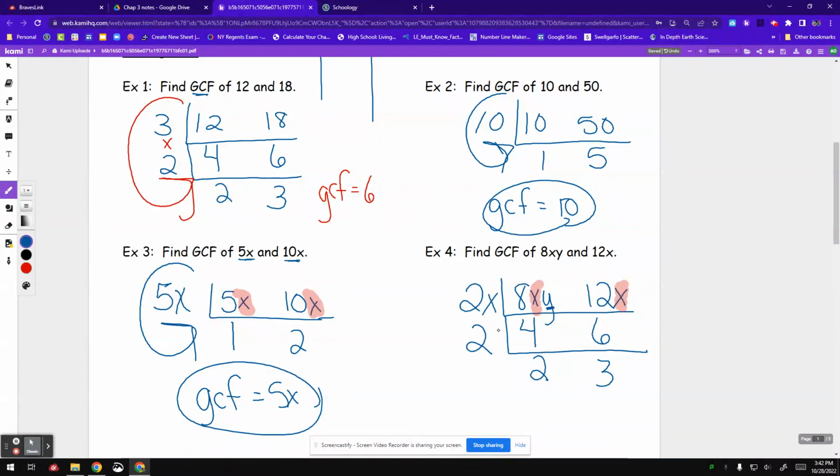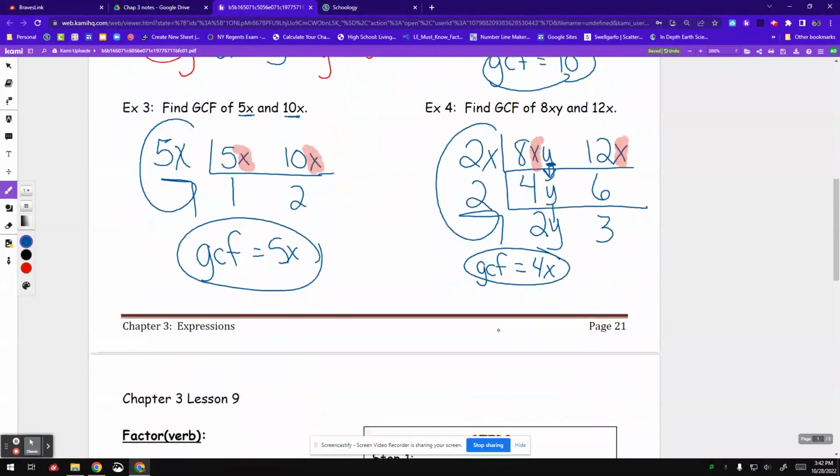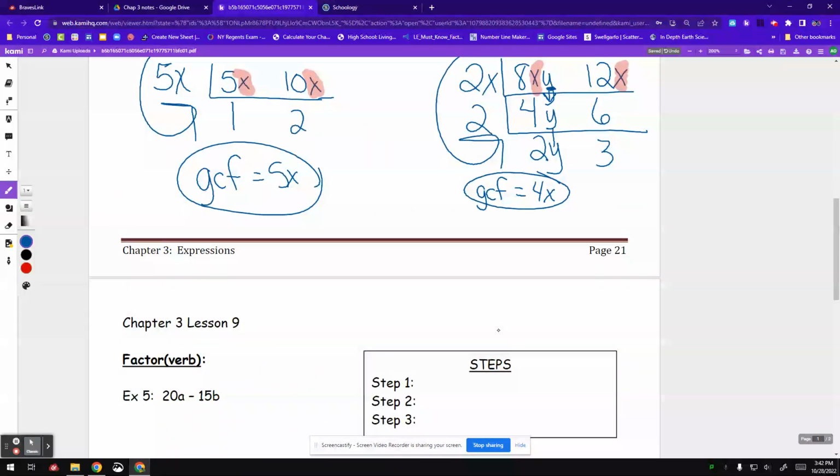Y. I have a y here. I don't have one here. They don't share it. So it comes down. It just keeps coming. Okay? Where's my GCF? GCF is on the side. 2 times 2 is 4 with an x. 4x. So I took what you knew, finding GCF with numbers, and kicked it up a notch by throwing in variables.